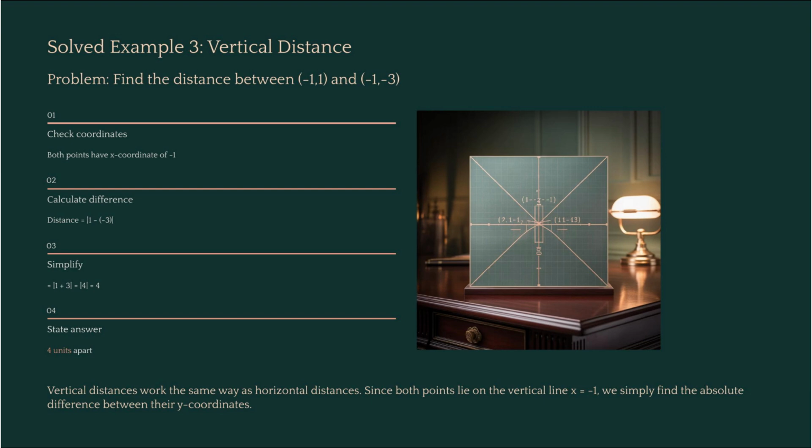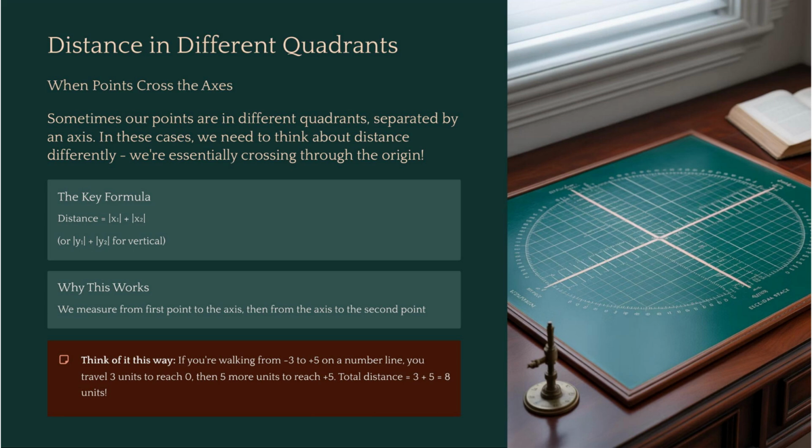equals 4 units. When finding the distance between points that cross an axis, like moving from quadrant 1 to quadrant 2, you can simplify the calculation. You just add the absolute values of the coordinates that are changing. This makes sense. You're measuring the distance from the first point to the axis and then adding the distance from the axis to the second point.